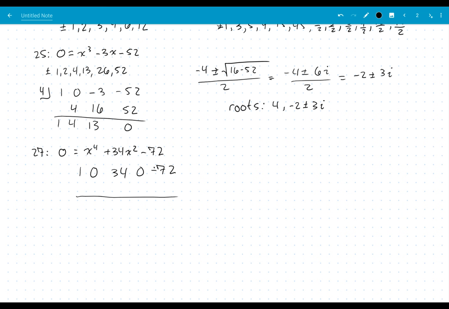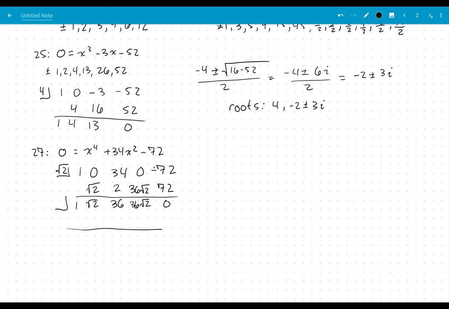Okay, why don't we try the square root of 2? 1 times the square root of 2 is the square root of 2. The square root of 2 plus 0 is the square root of 2. And then the square root of 2 times the square root of 2 is 2. 34 plus 2 is 36. 36 times the square root of 2 is 36 times the square root of 2. And then 36 times the square root of 2 plus 0 is 36 times the square root of 2. And then 36 times the square root of 2 times the square root of 2 is 72. And we have 0.